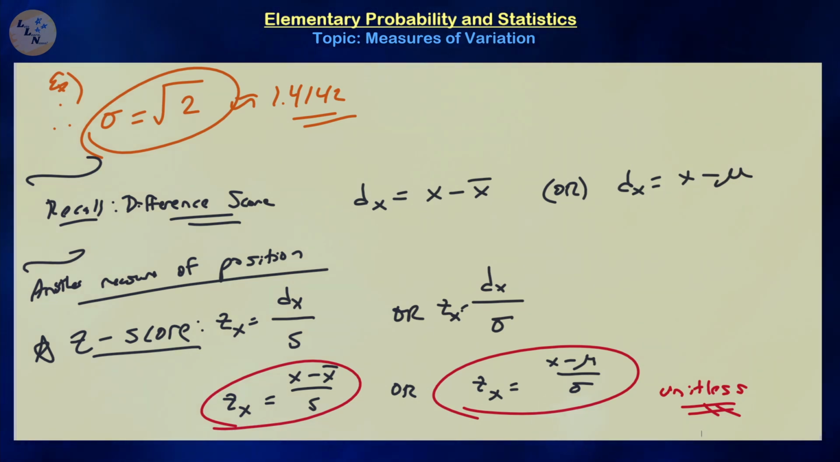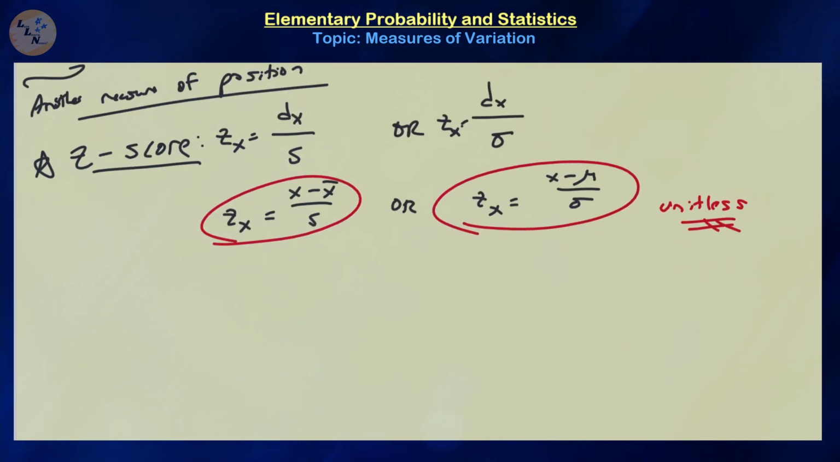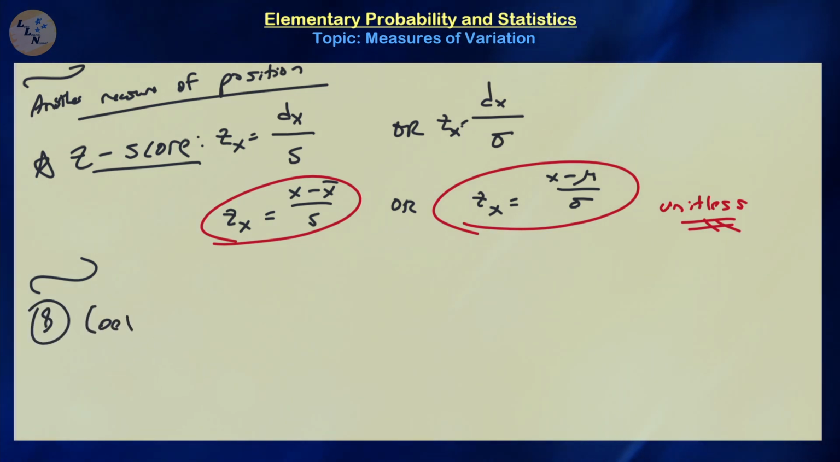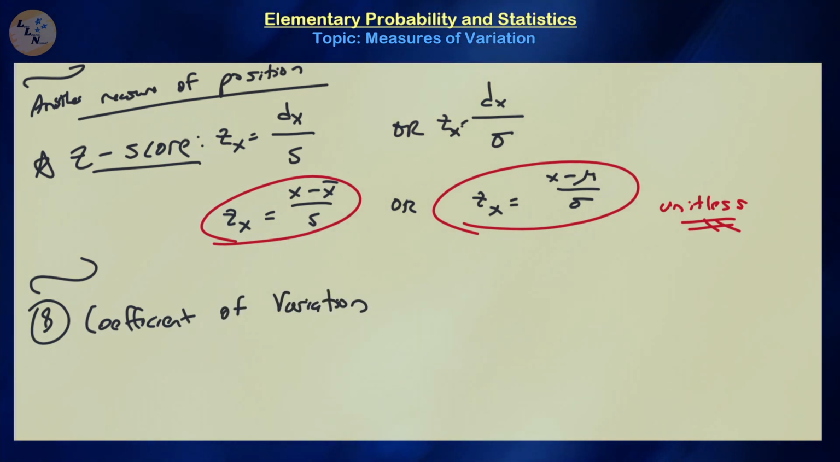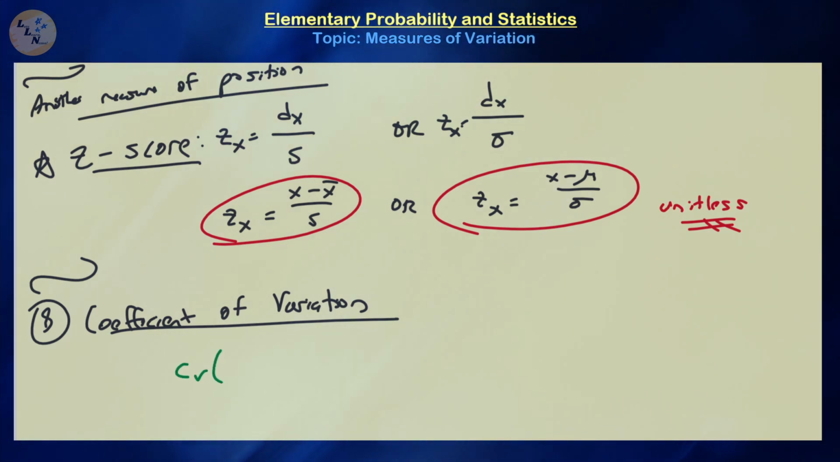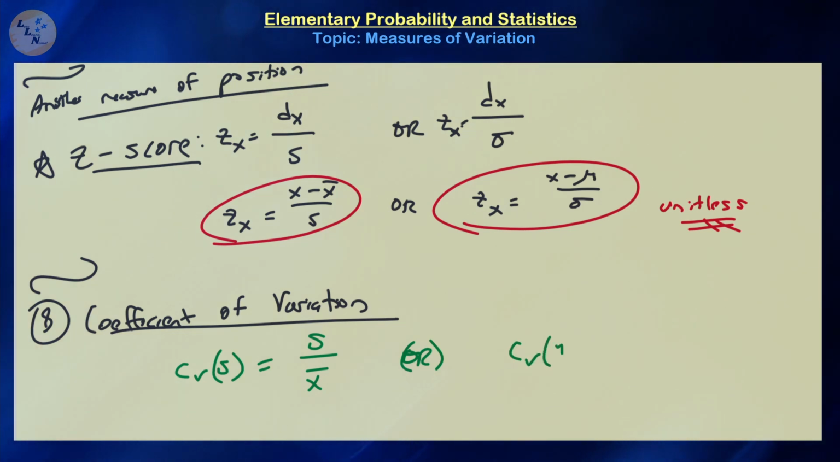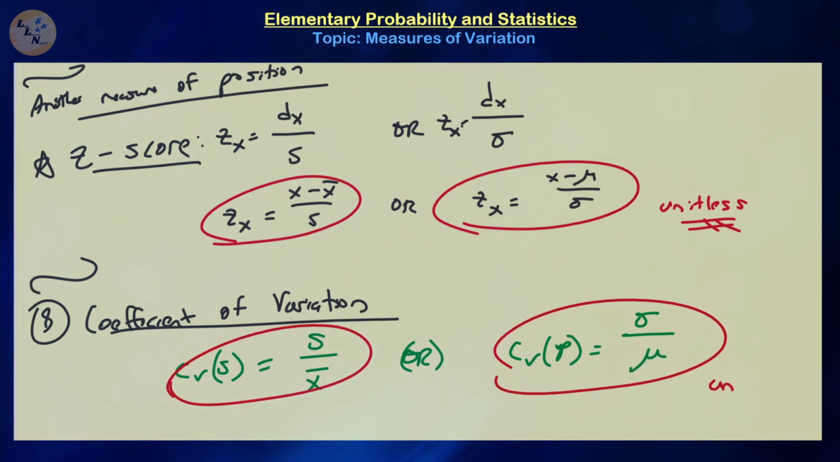And what else can we talk about? Well, there's another measure of variation that we can discuss that relates measures of central tendency and variation together. This is called the coefficient of variation. And this is also another unitless measure of variation that is commonly used. So the coefficient of variation for a sample is defined to be equal to the standard deviation divided by the sample mean, or for a population, the coefficient of variation is going to be equal to the standard deviation of the population all divided by the population mean. And keep in mind, this is again unitless.